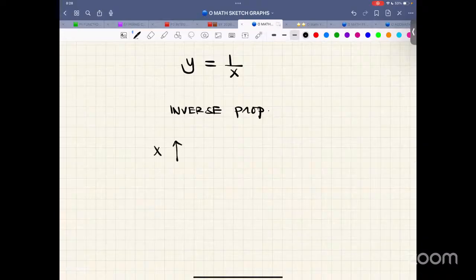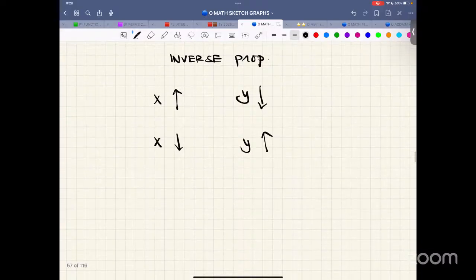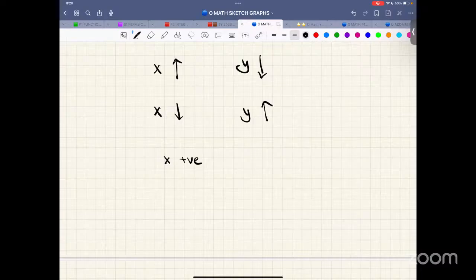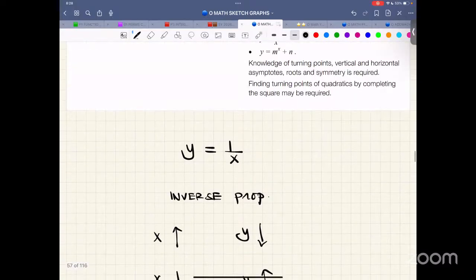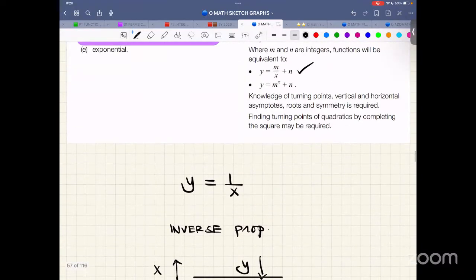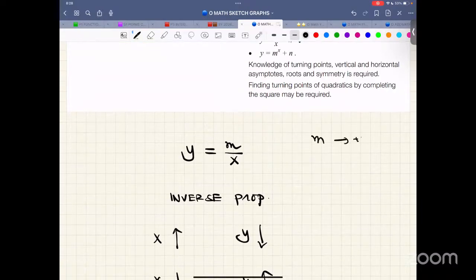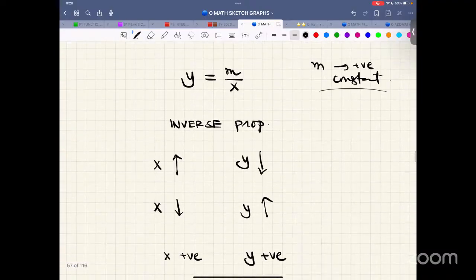If x increases, y decreases. If x decreases, y increases. That's the first thing. If x is positive, y is positive. If x is negative, y is negative. That's the basic idea. So they have written a constant m. Let me just write it m over here. So this m, I'm writing y is equal to m over x, where m is a positive constant, and I can write a plus minus on the outside later on.